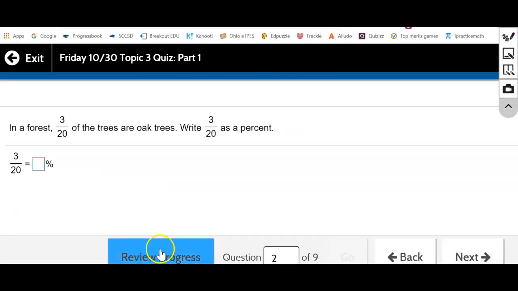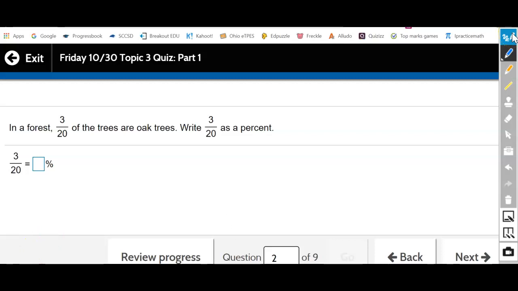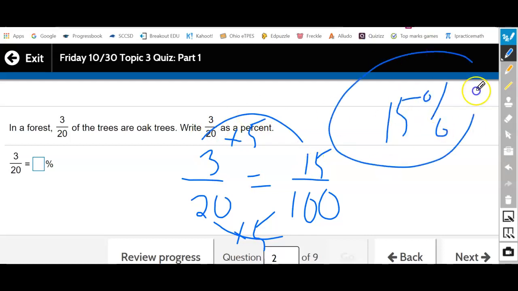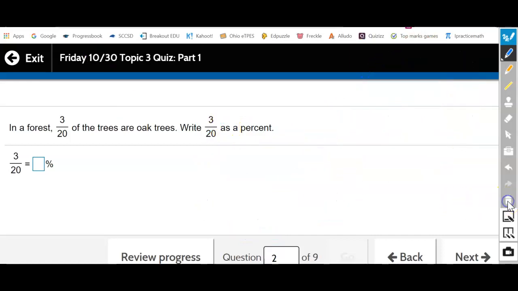Okay. Next one, change it to a percent. So you guys do this one. You got your notebooks out, right? Come on. Go ahead and do it. Here's what I would have done. 3 over 20 equals what over 100? 20 times 5. So multiply 5 on the top. How many people got 15%? Because 15 out of 100 is 15%, right? Excellent.